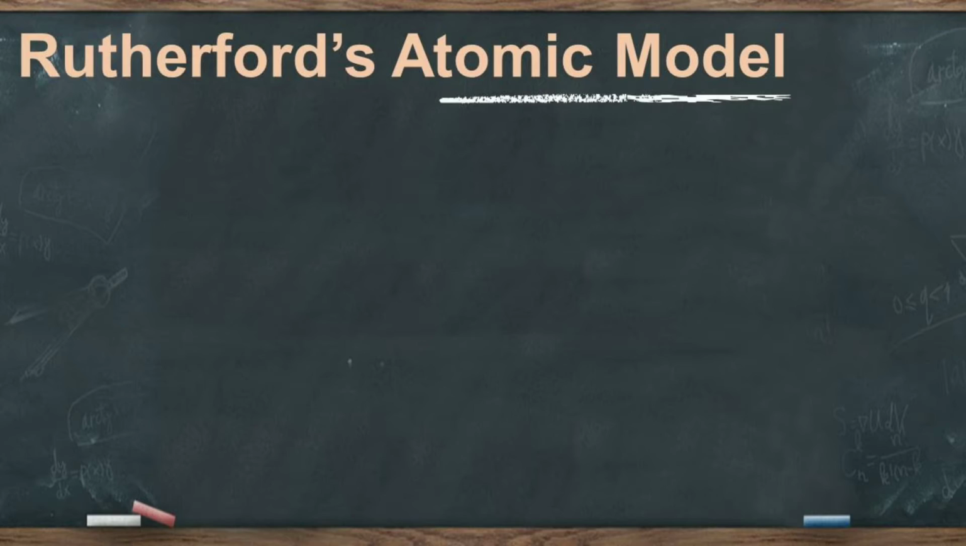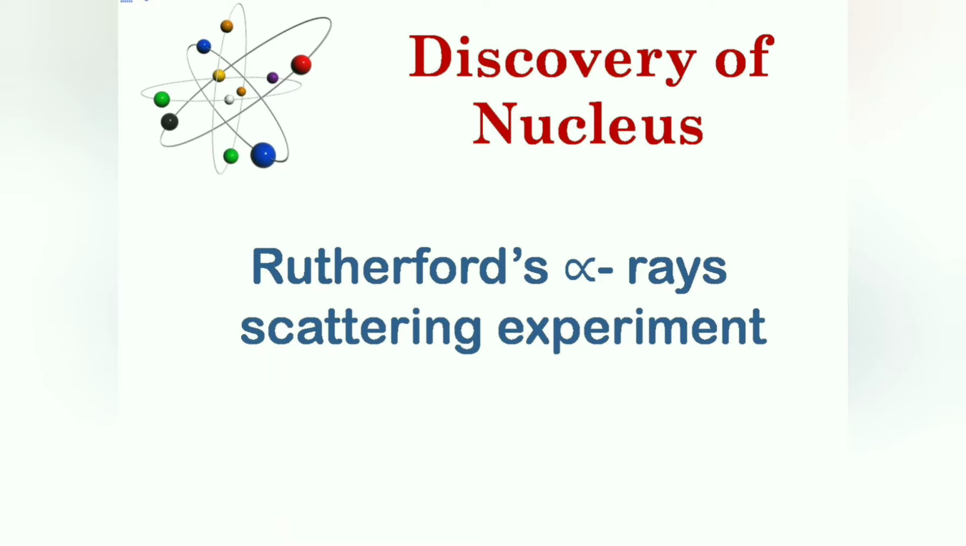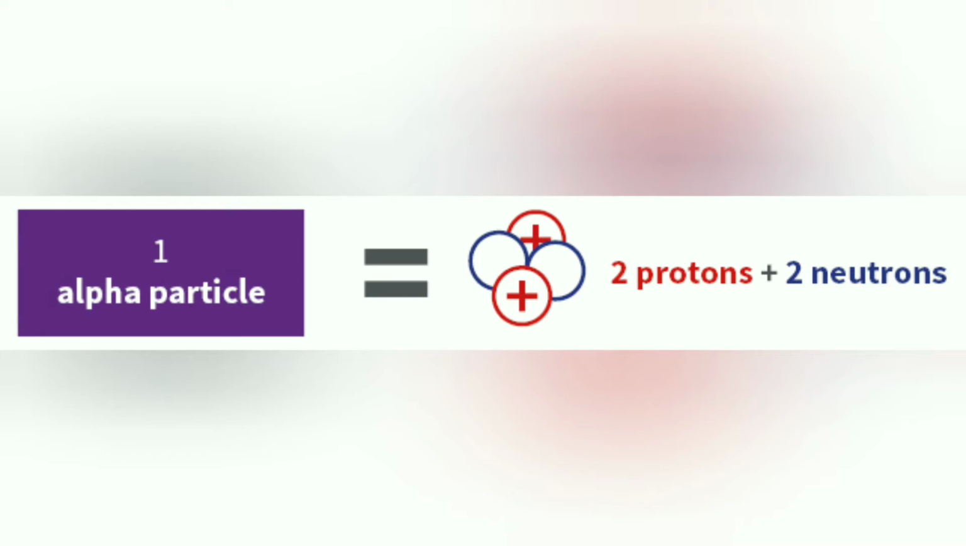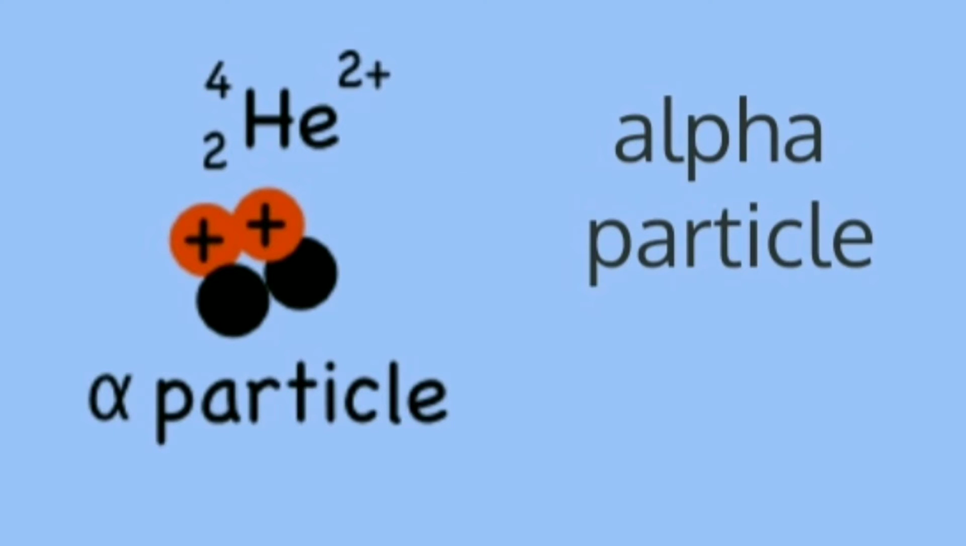Rutherford performed an experiment called the alpha ray scattering experiment, which led to the discovery of nucleus, and then Rutherford proposed a new model of atom. Alpha particles are the particles which carry 2 units positive charge and have 4 units of mass. They resemble helium atom having 2 unit positive charge on it, which contains 2 protons and 2 neutrons.